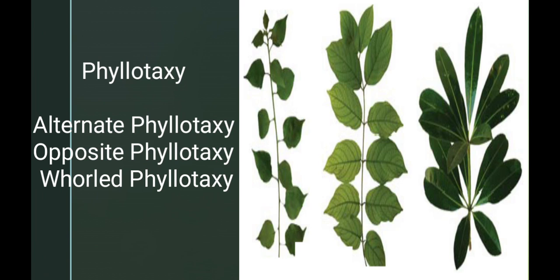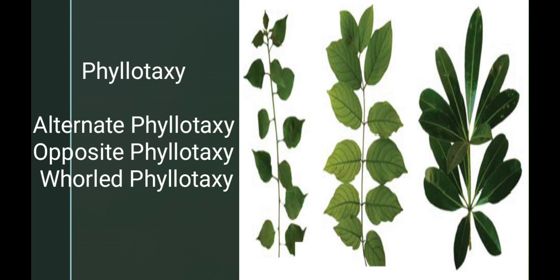Phyllotaxy. The arrangement of leaves on the stem is called phyllotaxy. It prevents overcrowding among the leaves and helps in better exposure of sunlight to the leaf. It is mainly of three types: opposite, alternate and whorled. Alternate phyllotaxy. When a single leaf arises from each node and the next leaf arises from the successive node on the opposite side of the previous leaf, it is called alternate phyllotaxy.